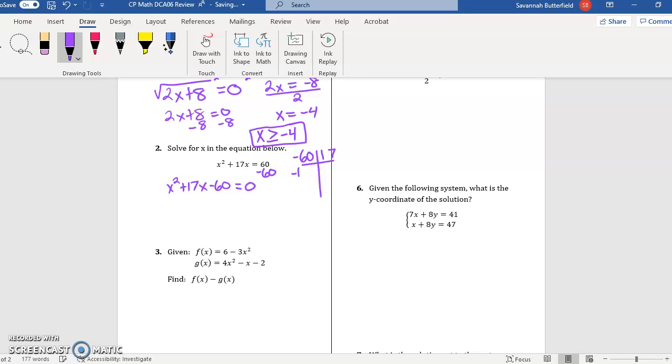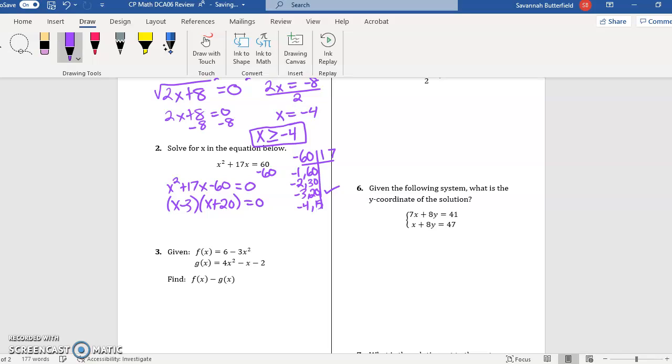So for example, negative 1 and positive 60, negative 2, positive 30, negative 3, positive 20, negative 4, positive 15, and so on and so forth. But if we look, negative 3 plus 20 gets us 17. So we're going to say x minus 3 and x plus 20 equals 0.